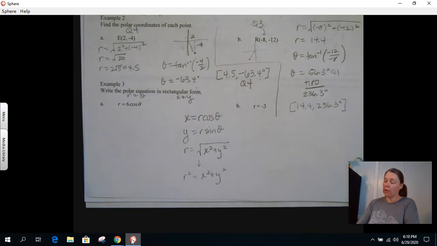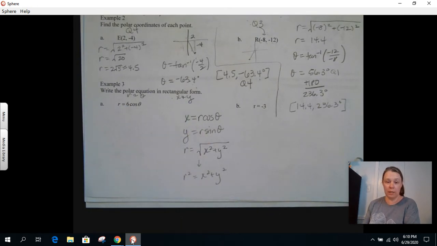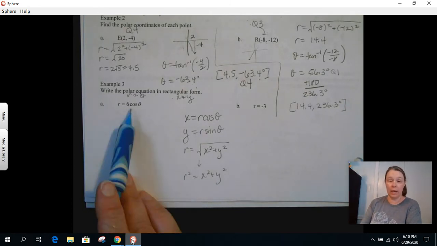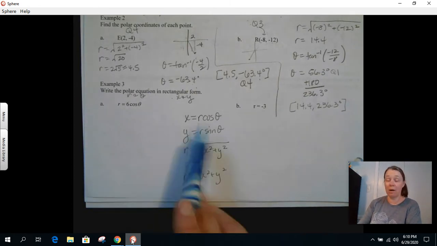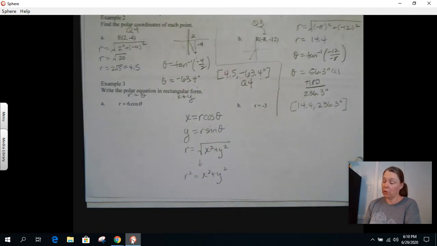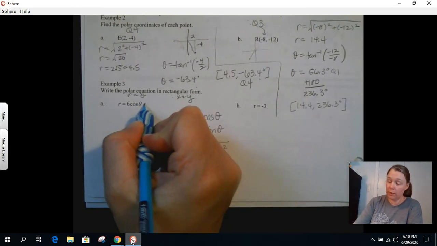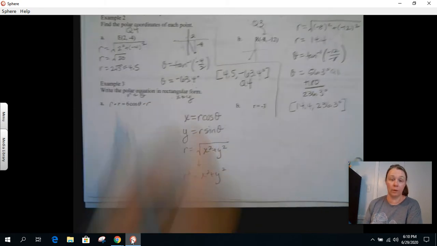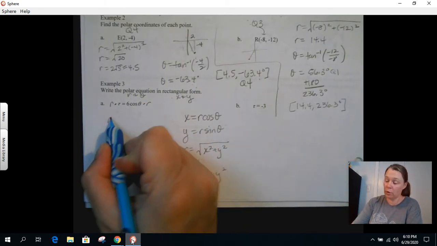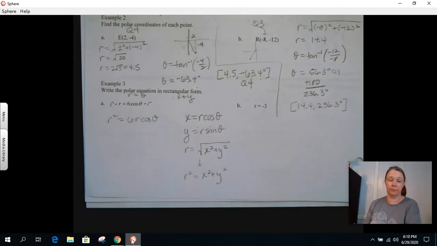All right, so when I look at this one, it's in polar form. I want it in rectangular form. That means all r's and thetas need to be gone in favor of x's and or y's. And I see a cosine, and I think, all right, if I could have an r times the cosine, then I could swap it out for an x. But I don't see an r. So I'm going to use an algebra trick. What I'm going to do is multiply both sides by r. And that's going to give me r squared equals 6r cosine theta.